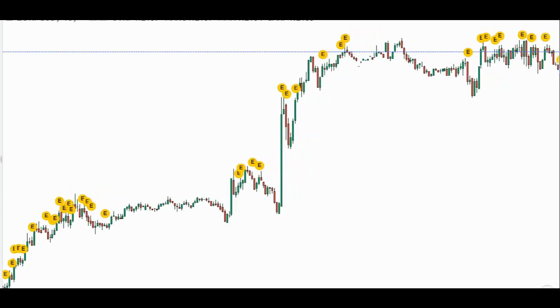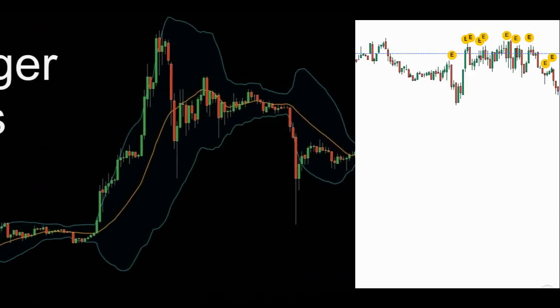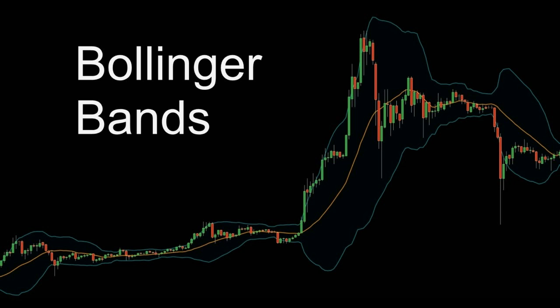Therefore, the Bollinger Band settings are usually expressed as 20, 2.